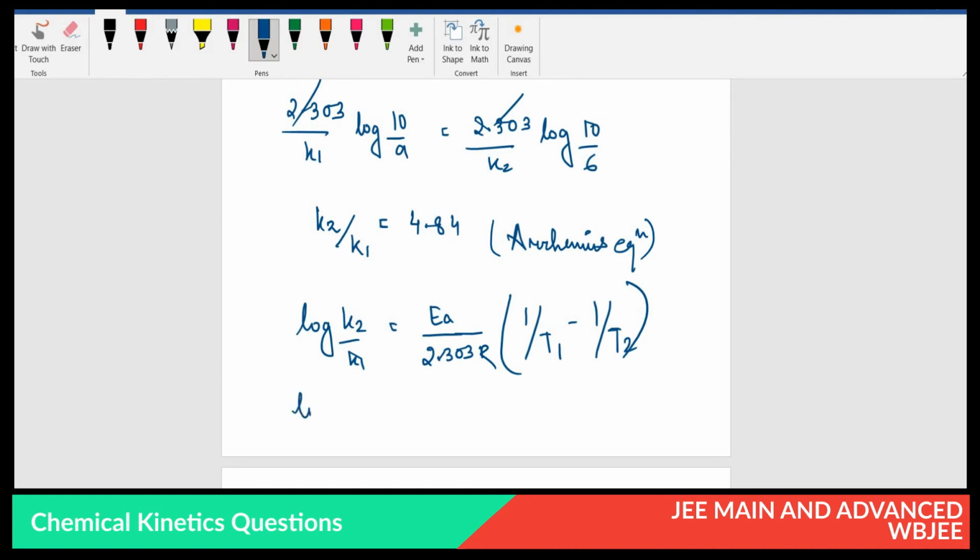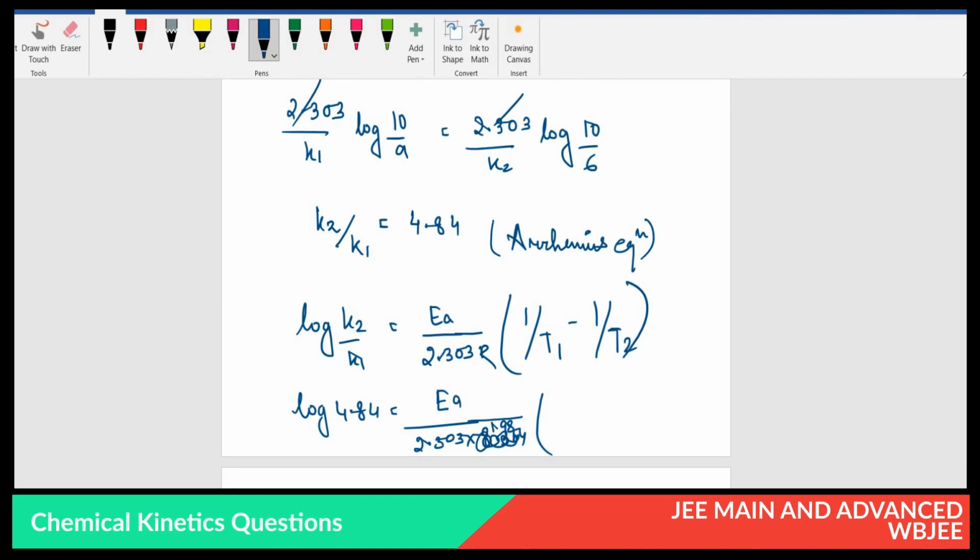Now this part we know. K2 by K1, what is it? Log of 4.84. Right? Activation energy is to be found. 2.303 into R. We'll take it as 8.314, because we are finding out in Joule for the activation energy. No, one second. The question says kilocalorie. If it is kilocalorie, first let us find it out in calories. So the calorie unit would be 1.98, roughly equal to 2. You can also put 2 for simplicity's sake. Not an issue, since calculators are not allowed.